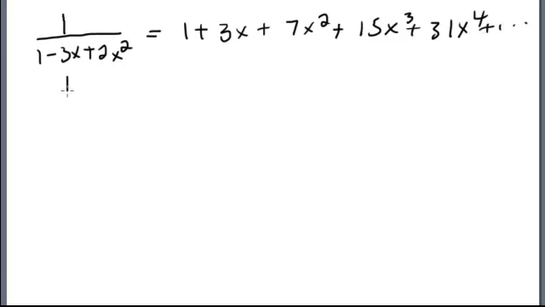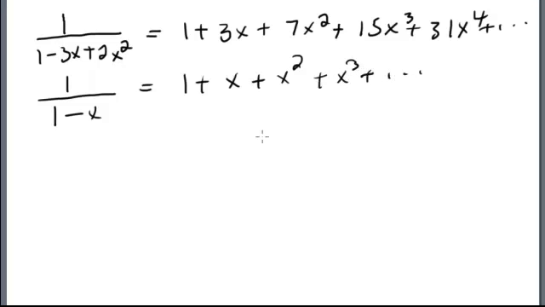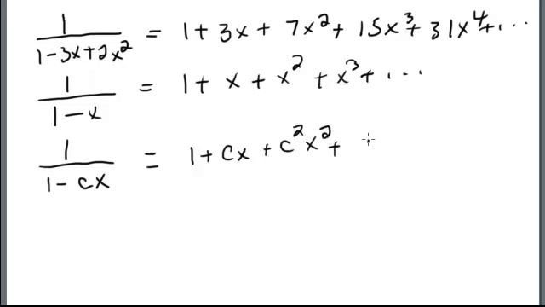Okay, and we've also already proven that the multiplicative inverse of 1 minus x is just equal to 1 plus x plus x squared plus x cubed plus dot dot dot. And we did this in general form: the multiplicative inverse of 1 minus cx, where c is an arbitrary complex number, of course not equal to 0, is equal to 1 plus cx plus c squared x squared plus c cubed x cubed plus dot dot dot.